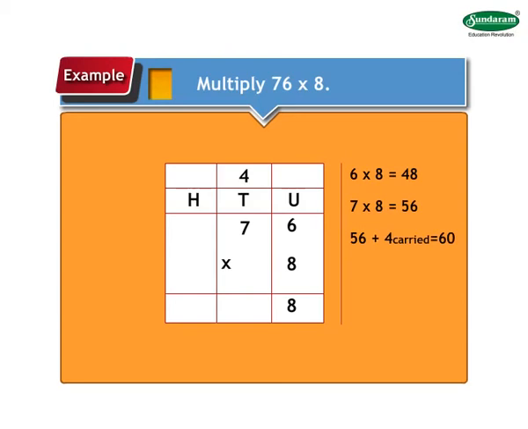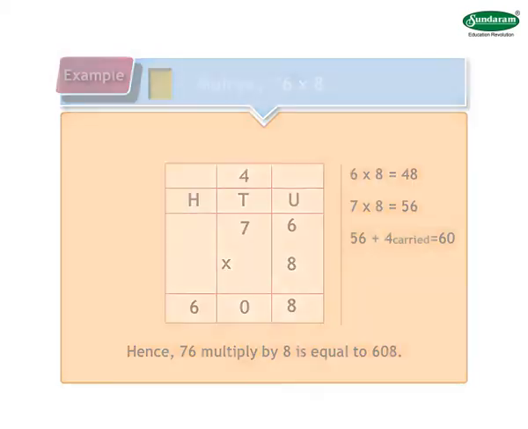So, we have to make a new hundreds place column. In 60, write 0 in the tens place of the product and 6 in the hundreds place of the product. So, the product we get is 608. Hence, 76 multiplied by 8 is equal to 608.